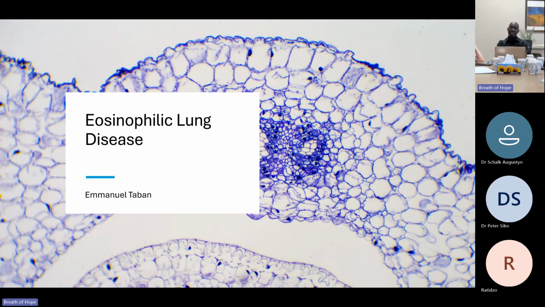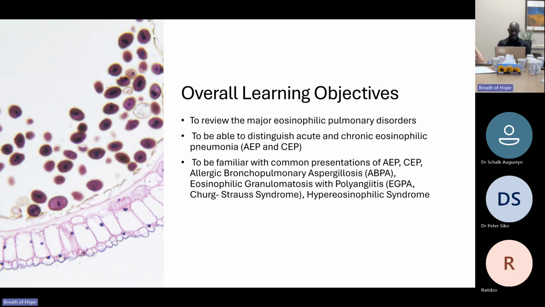So today I want to discuss the approach to eosinophilic lung disease. The overall learning objective of the discussion is to review the major eosinophilic pulmonary disorders, to be able to distinguish acute and chronic eosinophilic pneumonia, and to be familiar with the common presentations of acute eosinophilic pneumonia, chronic eosinophilic pneumonia, allergic bronchopulmonary aspergillosis, eosinophilic granulomatosis with polyangiitis, previously Churg-Strauss syndrome, and hypereosinophilic syndrome.